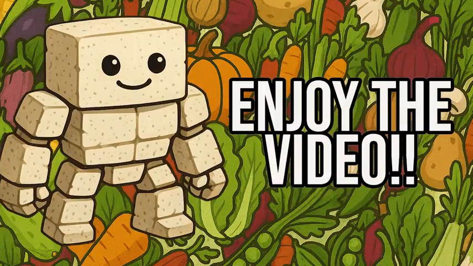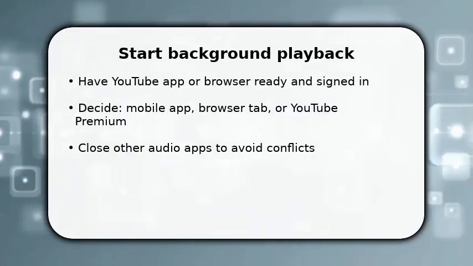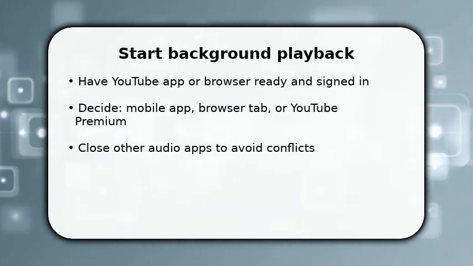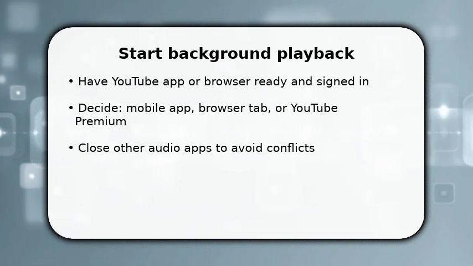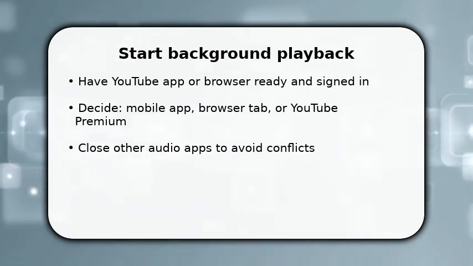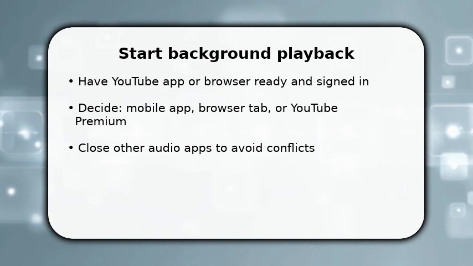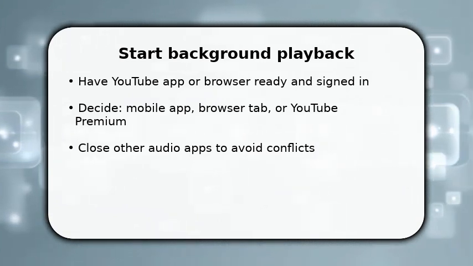Please enjoy the video. You need the app or a browser open and signed in. Once ready, choose whether you'll use the YouTube app or a browser tab. First, pick the video you want and begin playback so audio is active. If you're on Android, tap the three-dot menu or use split screen.